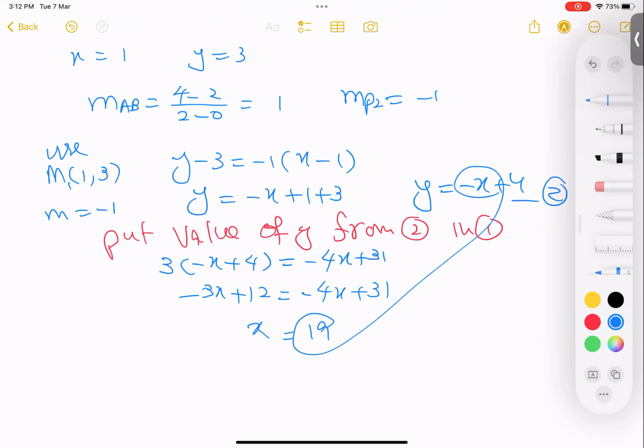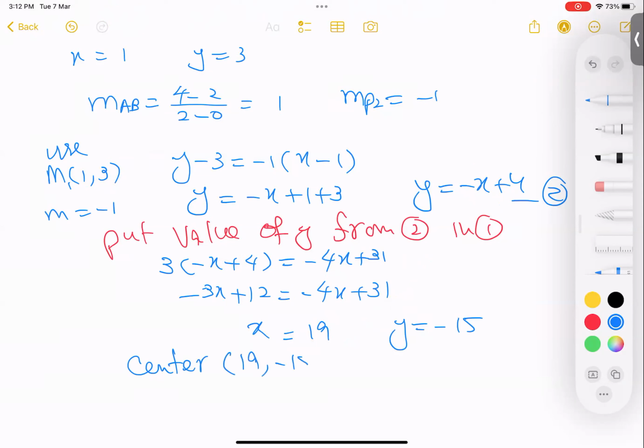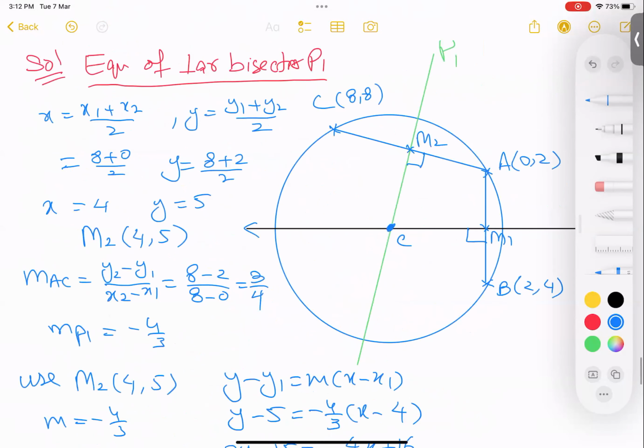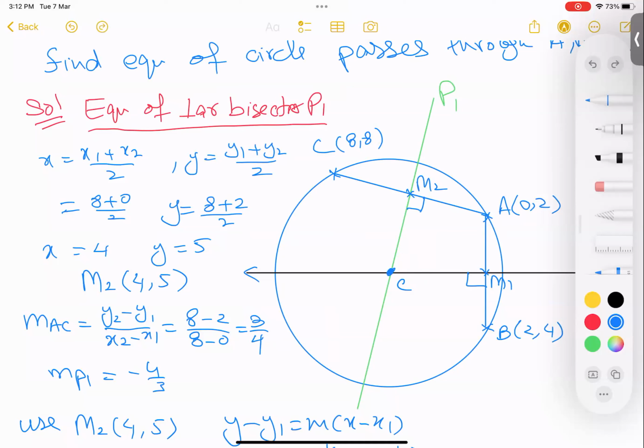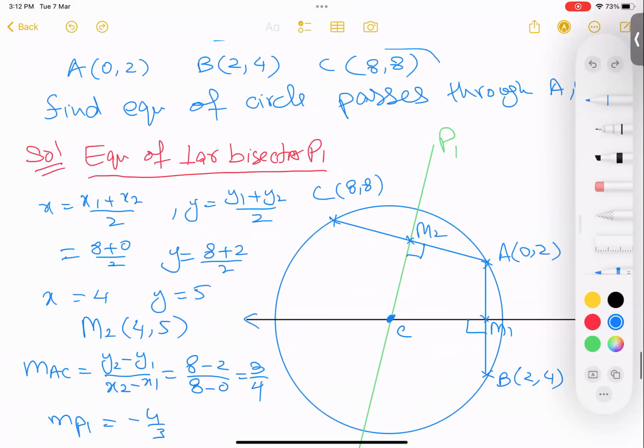This 19 I plug in here: negative 19 plus 4, negative 15. So the center of the circle, I got it: (19, minus 15). I hope all of you understood well how I got the center of the circle. I revise again, then I go for the radius and the question finishes. Whenever you are given 3 points on the circle, what will you do, students? First of all, you take AB and find the equation of the perpendicular bisector. Or first, fine, I use AC first and I got B1.